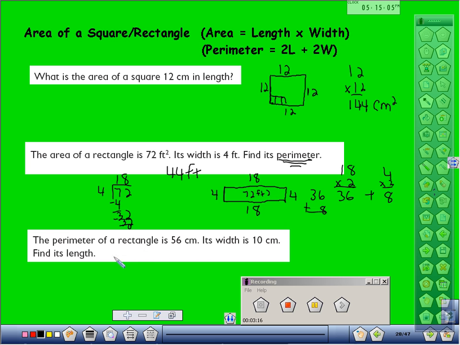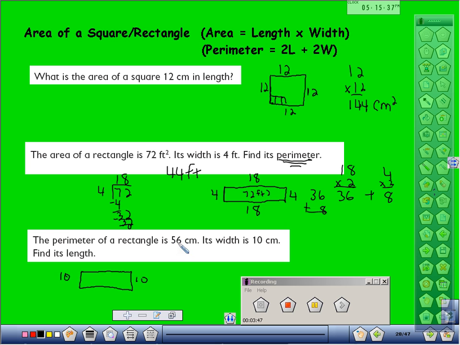Okay, now on this last one, it says the perimeter of a rectangle is 56 centimeters. Its width is 10 centimeters. Find its length. Okay, so we know the perimeter. Let's draw our little rectangle again. Draw a picture. That's a great strategy. The perimeter is 56. We know the width is 10. We know this side is 10. We know this side is also 10.